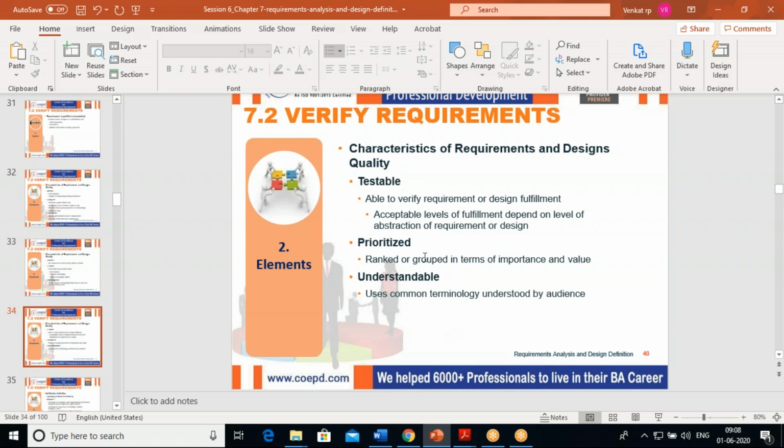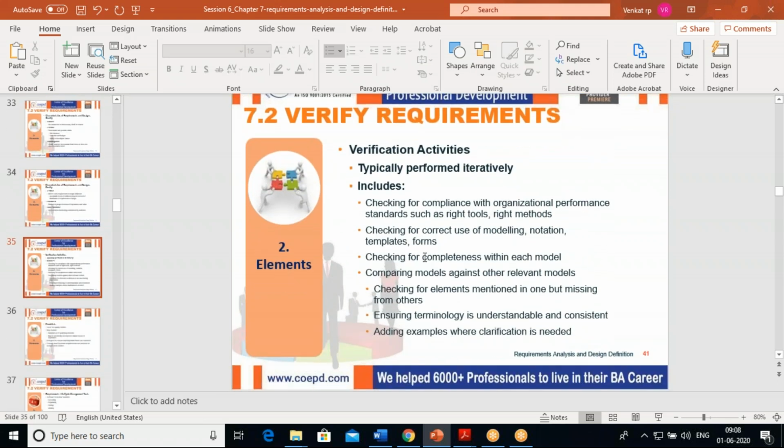Okay. It should be understandable. Next is verification activities, how you're going to verify it. Once you've got the requirements, next you have to verify them. This verification is often performed iteratively.